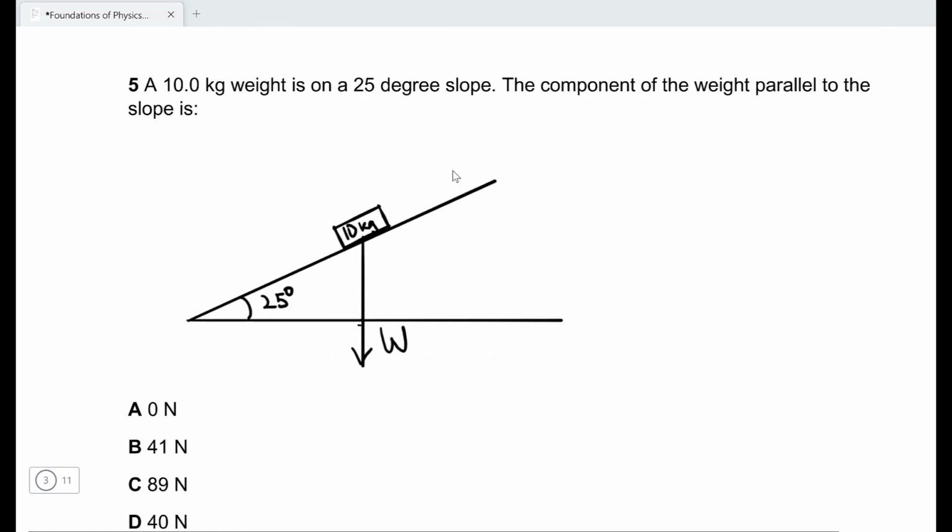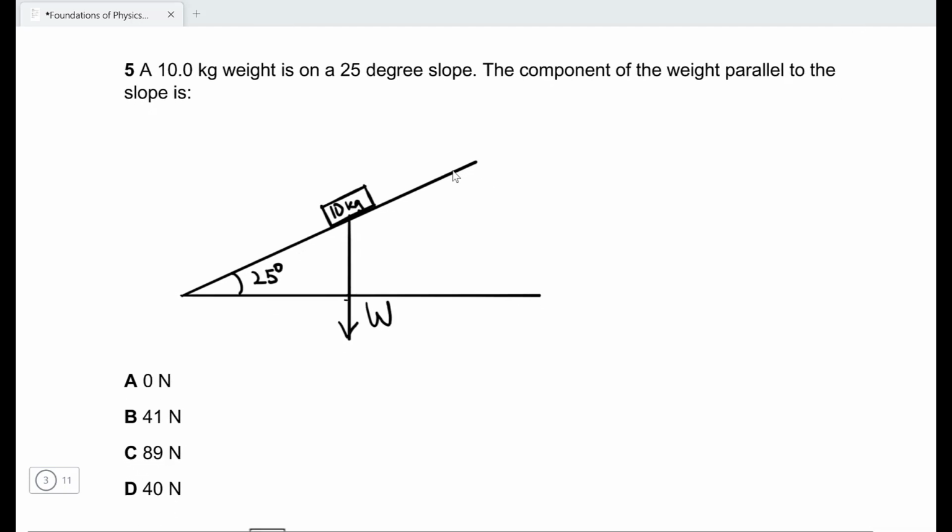Question 5, we have a 10 kilogram weight on a 25-degree slope. The component of the weight parallel to the slope is. Okay, well, the component of the weight parallel to the slope is given by the equation, and let's just call that component F, in this case would be W sine of the angle. So anytime we're looking for the component parallel to the slope, it's the force multiplied by the sine. Now, how do I know that?